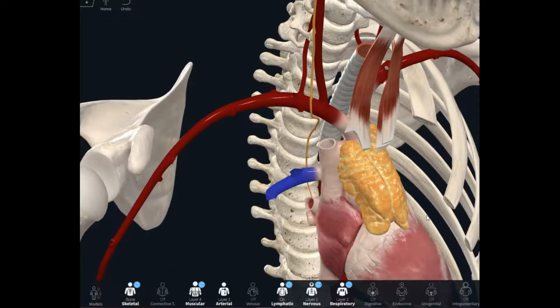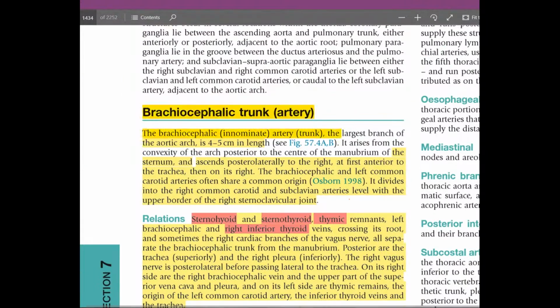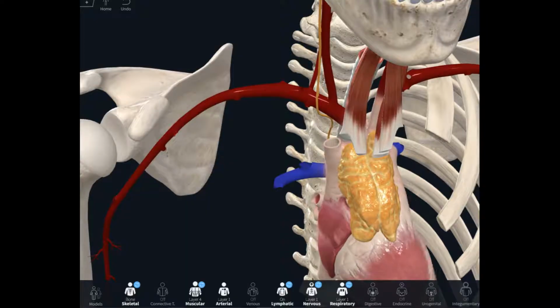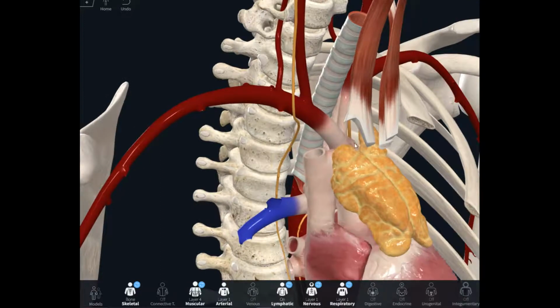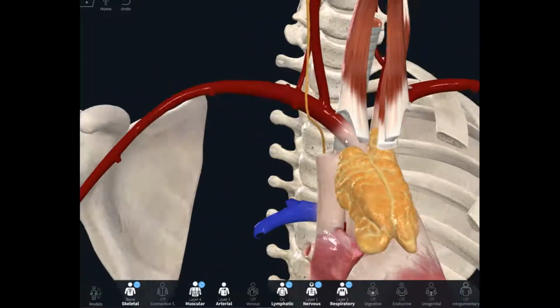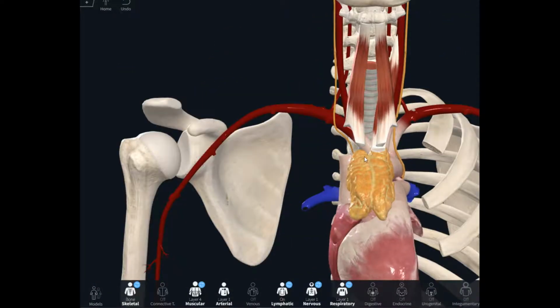Now, the brachiocephalic trunk has more relations as compared to the branches. It's a pretty long part of the aorta. It's the biggest branch of the aorta. It measures about 2.5 to 5 centimeters in length. Oh gosh, so it's not 2.5, 2.5 is too little. So 4 to 5 centimeters in length, the brachiocephalic trunk right here, and it's situated right behind the manubrium.